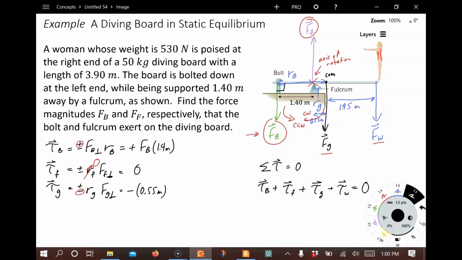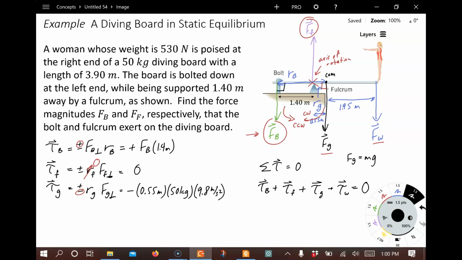And the magnitude Fg, well, look, it's all perpendicular. Again, if we look at the radius and the direction, it's perpendicular already, so it's the full magnitude. Remember that the magnitude of Fg is just equal to mg, the mass times gravity. So the mass of the diving board is 50 kilograms, and 9.8 meters per second squared for g. So we've got a value there.